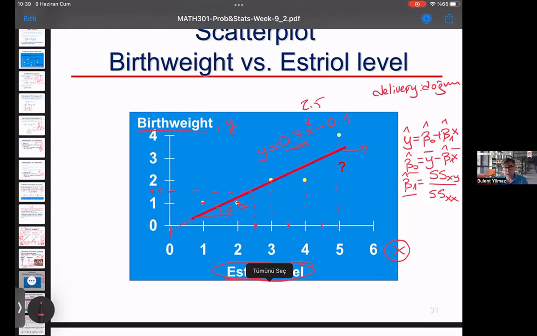Okay? Hocam, yes. Should we not be adding the error? Should we not be calculating the error and adding to our equation?